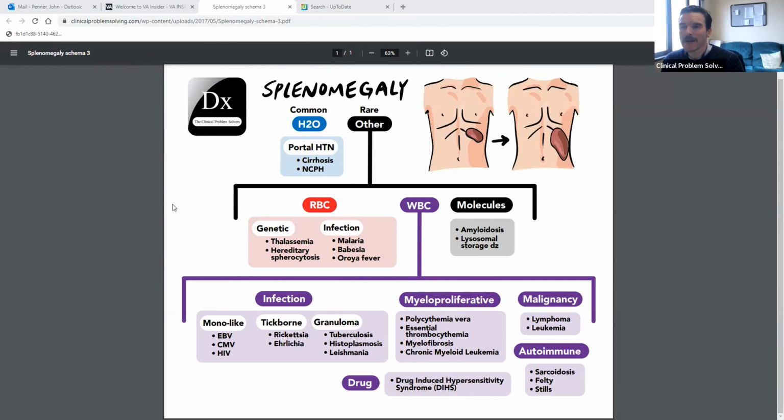Oftentimes, particularly in somebody who has a systemic inflammatory syndrome, we're going to start thinking about the white blood cells first. But it's worth noting that things like amyloid and then rarely lysosomal storage diseases can cause the spleen to get large. And then if somebody has underlying infections or underlying genetic hematologic abnormalities like a thalassemia or hereditary spherocytosis, we can get splenomegaly from red blood cells in the setting of chronic ongoing hemolysis. But if you see here, our biggest DDX is going to focus on the finding of white blood cells that are making the spleen enlarge.